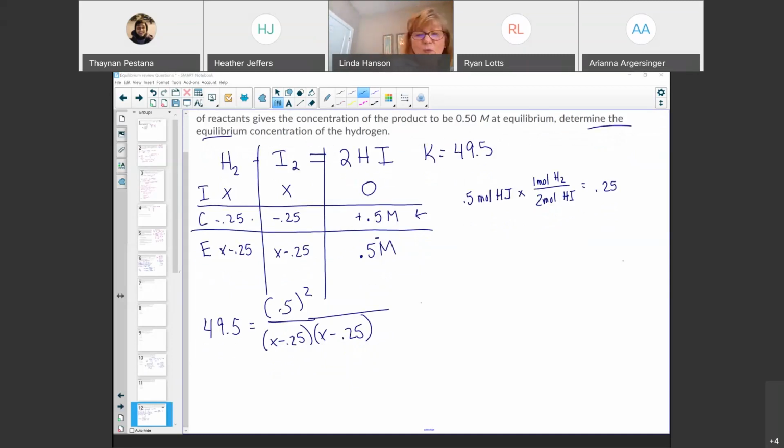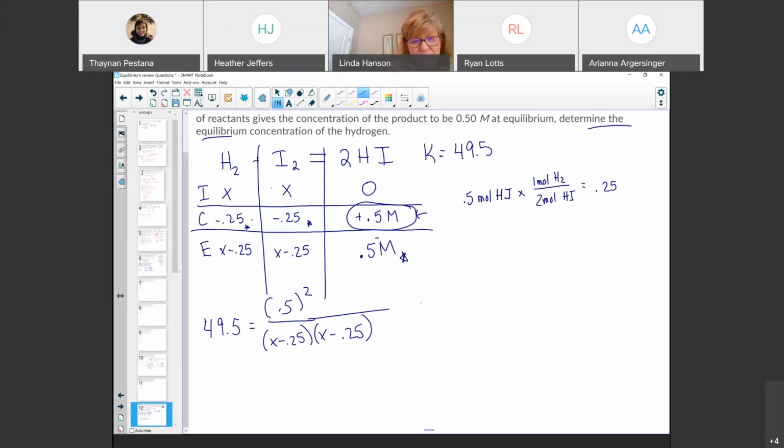So just to backtrack, going through the problem, we were given the initial as 0, the equilibrium as 0.5 to determine the change in the product. Based on the change in the product, we use stoichiometry to find the change row in terms of the reactants, and use that variable to solve for the equilibrium, knowing that ultimately we want to know the concentration of H2 and I2.